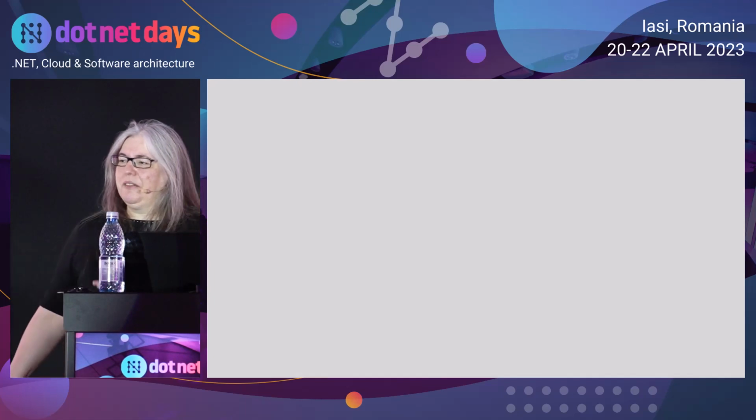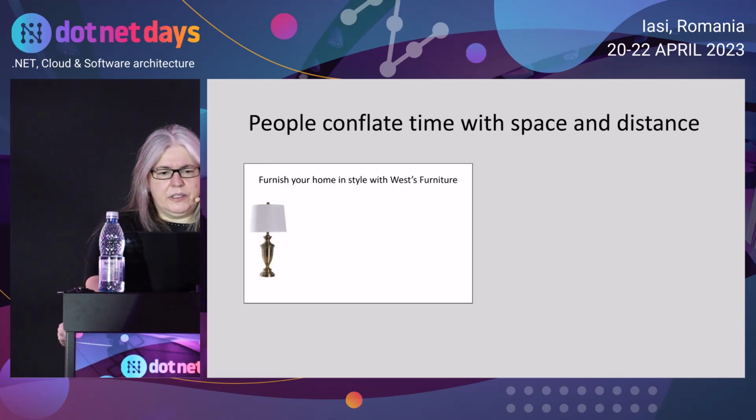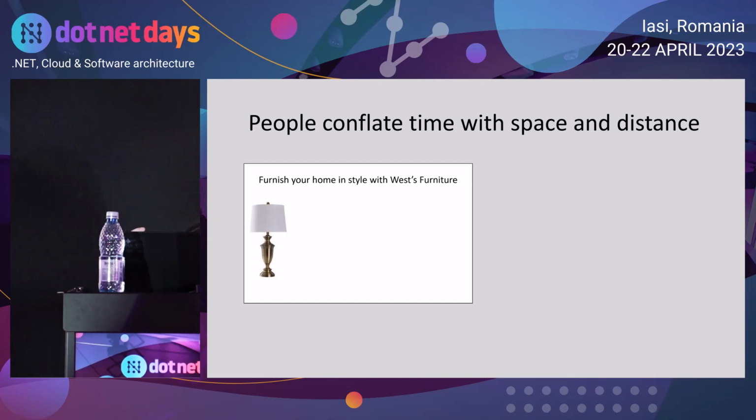Here's a good one. I really enjoyed this. West's Furniture in the United States did some A/B testing with their products and their online store. So this is a small chain, furniture chain, I think in the South and Midwest South. And they said, well, we want to see how people respond to some of our UX. So they said, well, what should we do here? We're going to run this ad, or have these people look at this ad that says Furnish Your Home in Style with West's Furniture.